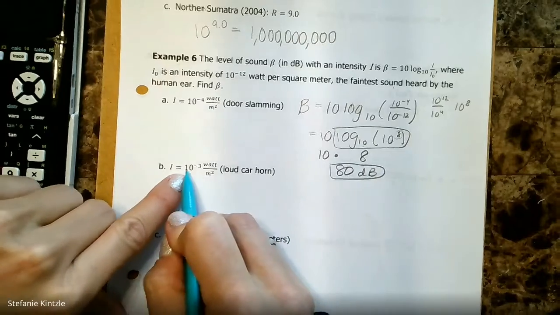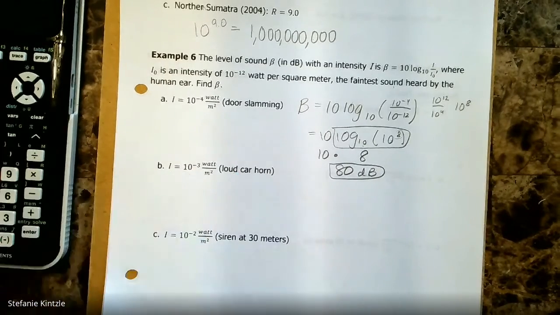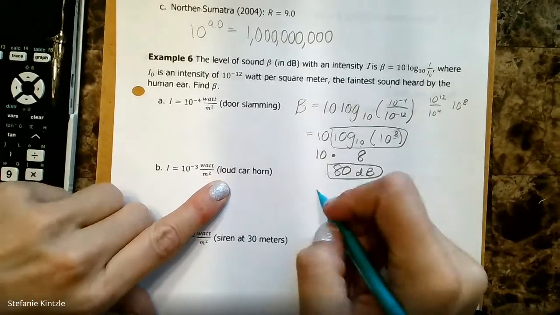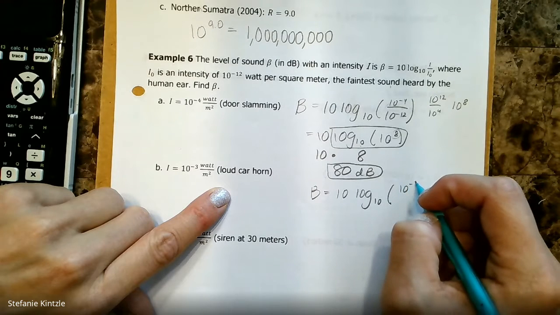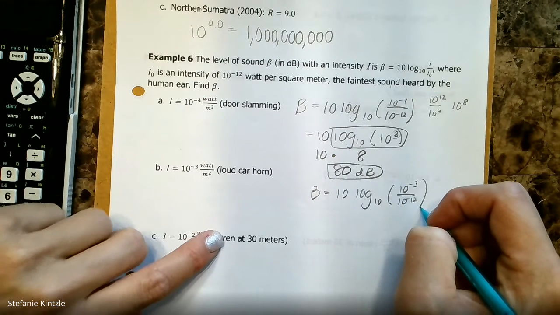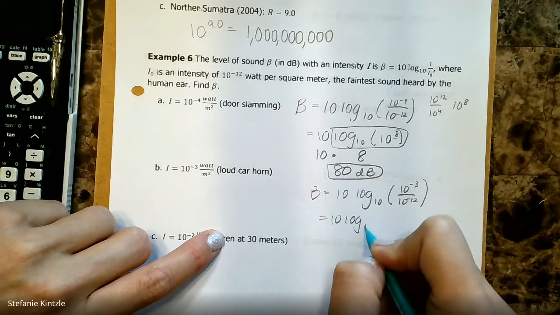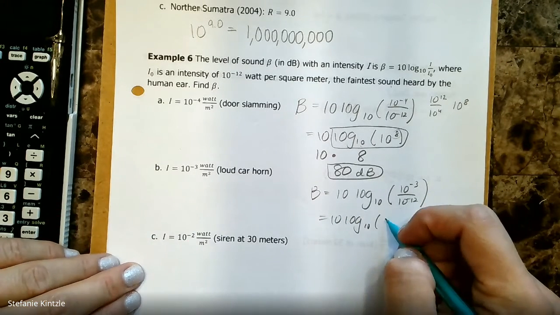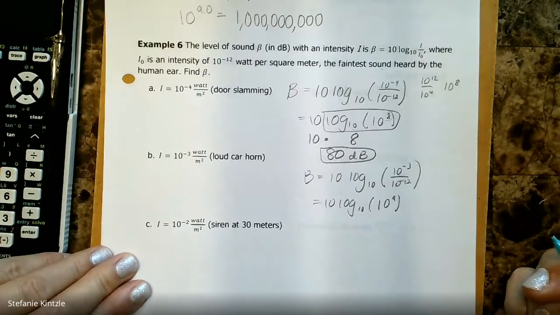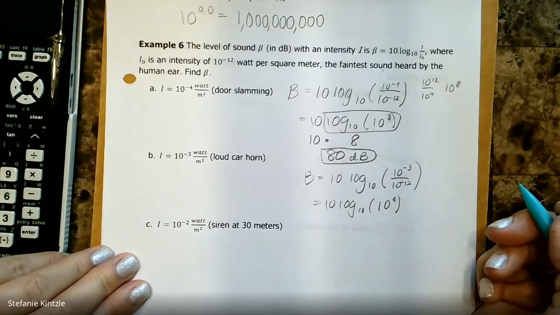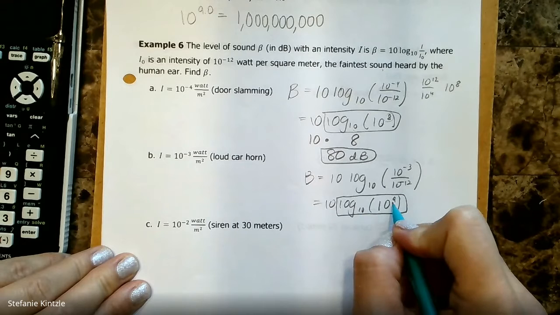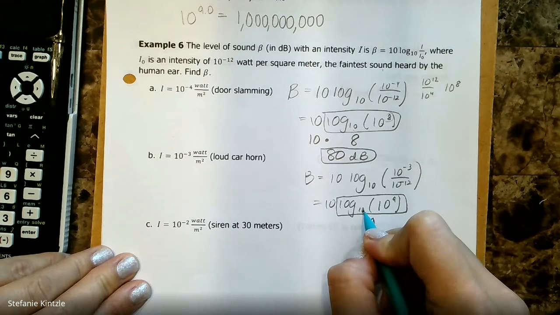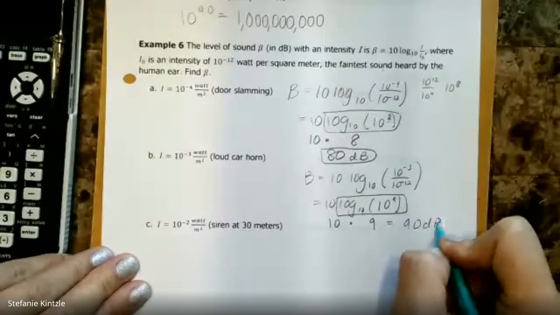And now we're going to do the same thing with the intensity of a loud car horn. So again, 10 log base 10 of 10 to the negative 3rd over 10 to the negative 12th. And if we simplify that, that's 12 minus 3, so that's 10 to the 9th power. And then we know that our log is just the exponent that turns the base into the argument. And that's 9, right? So 10 times 9, 90 decibels.